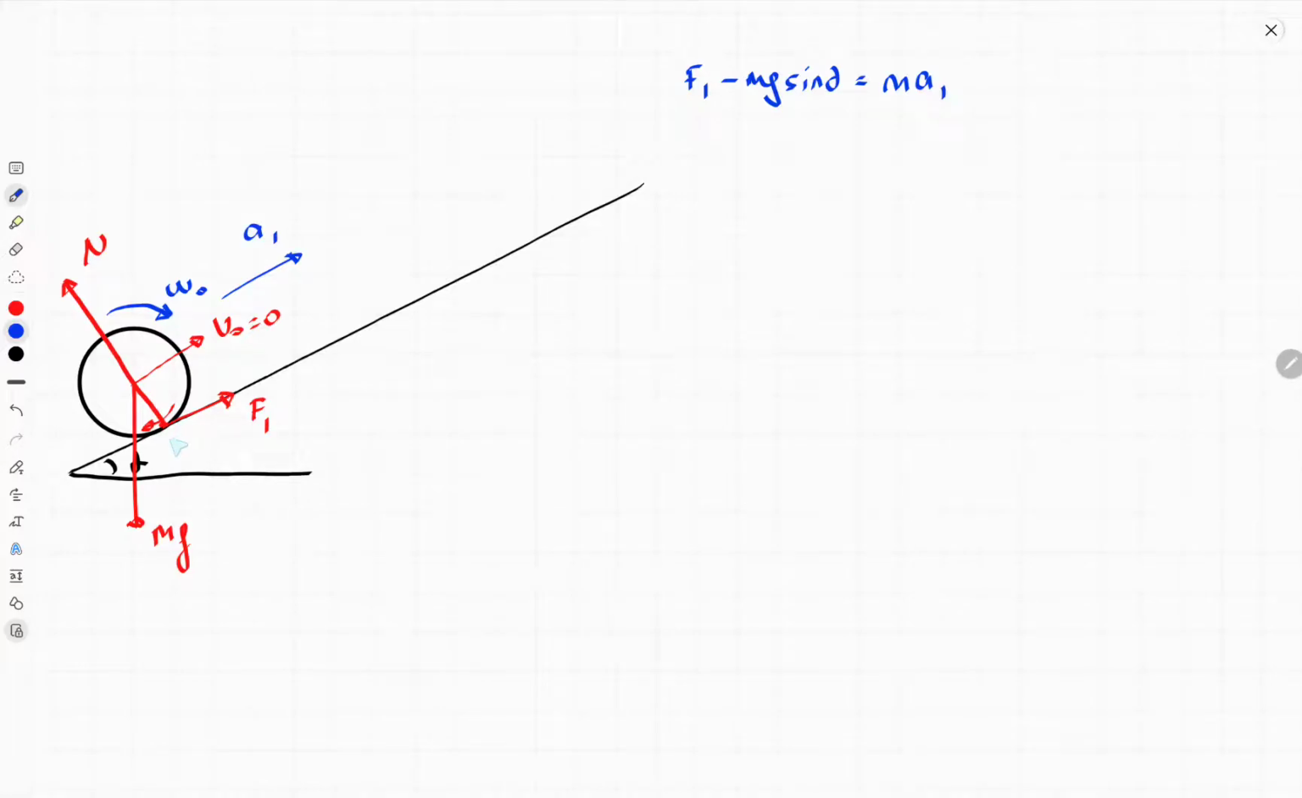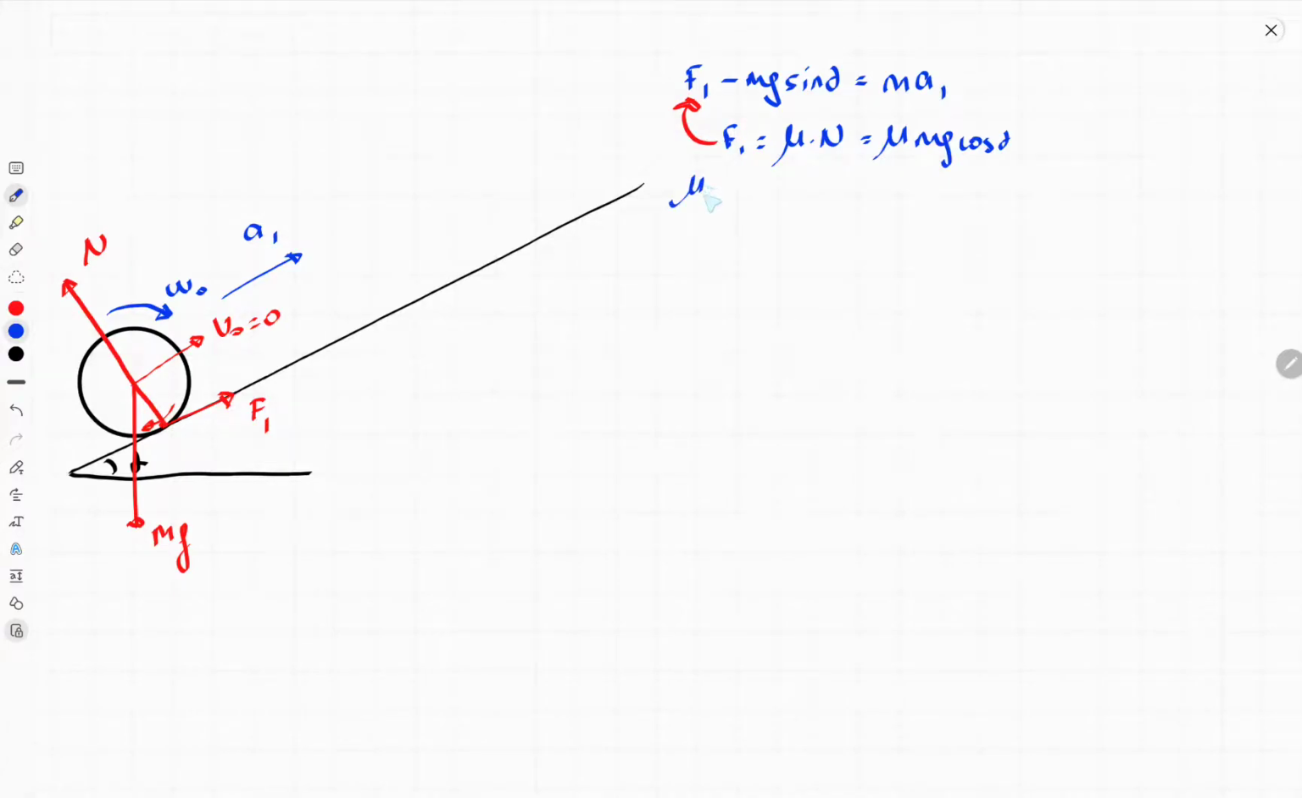Since we have slipping at this point, basically sliding, the friction force has already reached its maximum value because we have slipping between the cylinder and the inclined plane. It means the friction force equals the coefficient of friction times the normal force. We know that the normal force equals mg cosine alpha in this case. Let me substitute F1, the friction force, into the first equation.